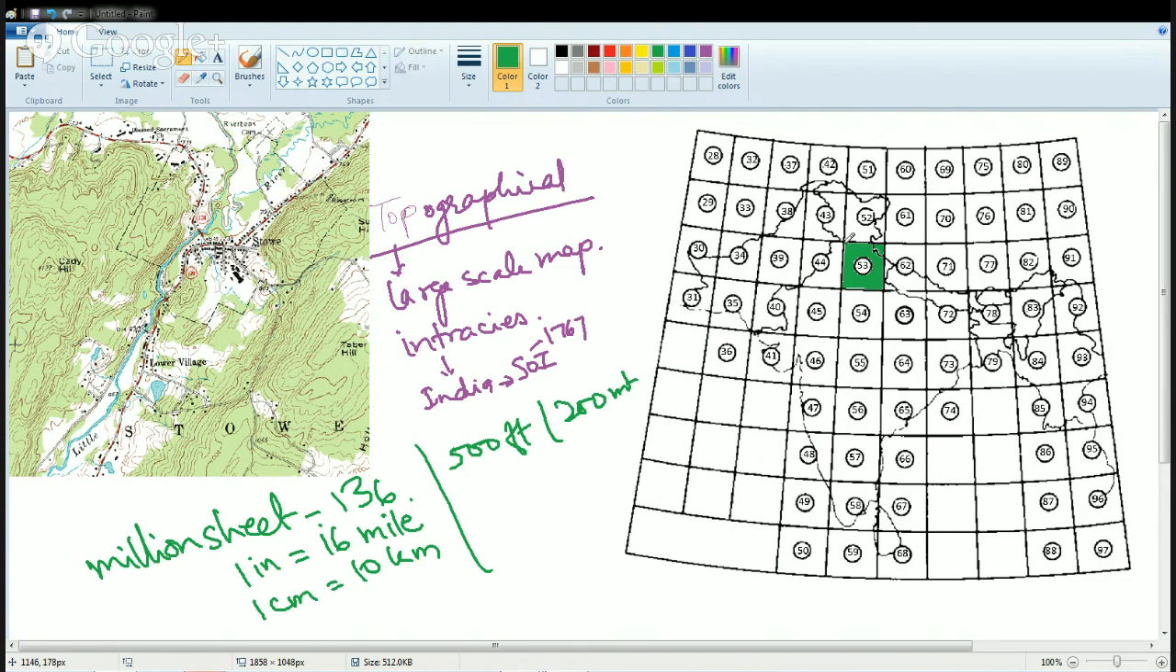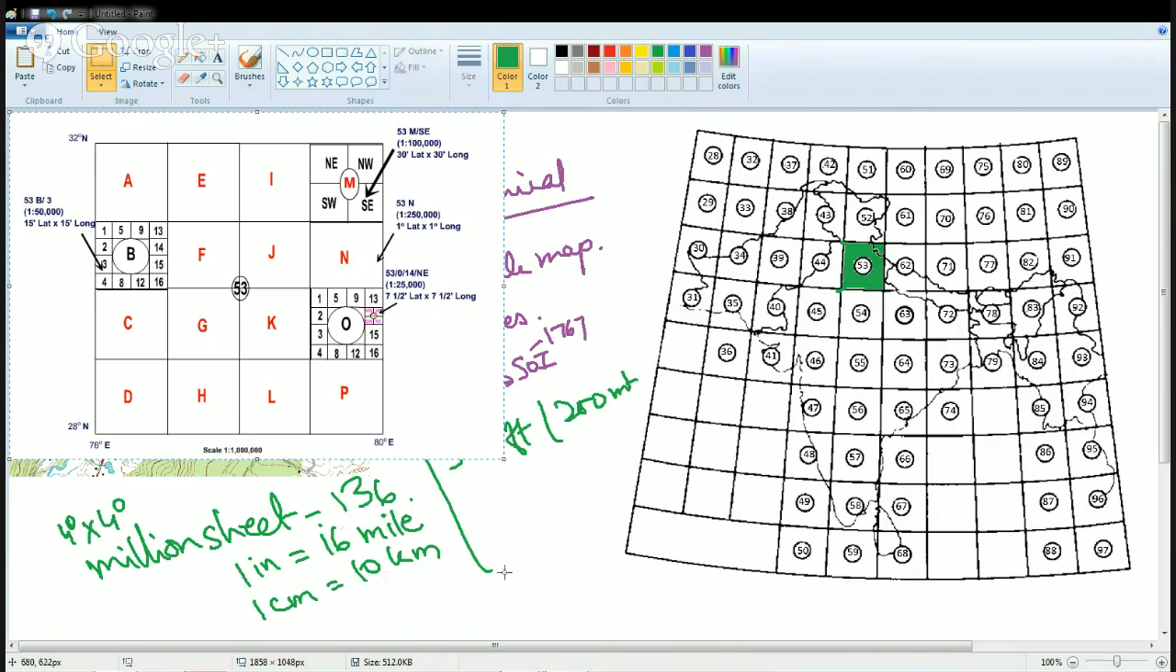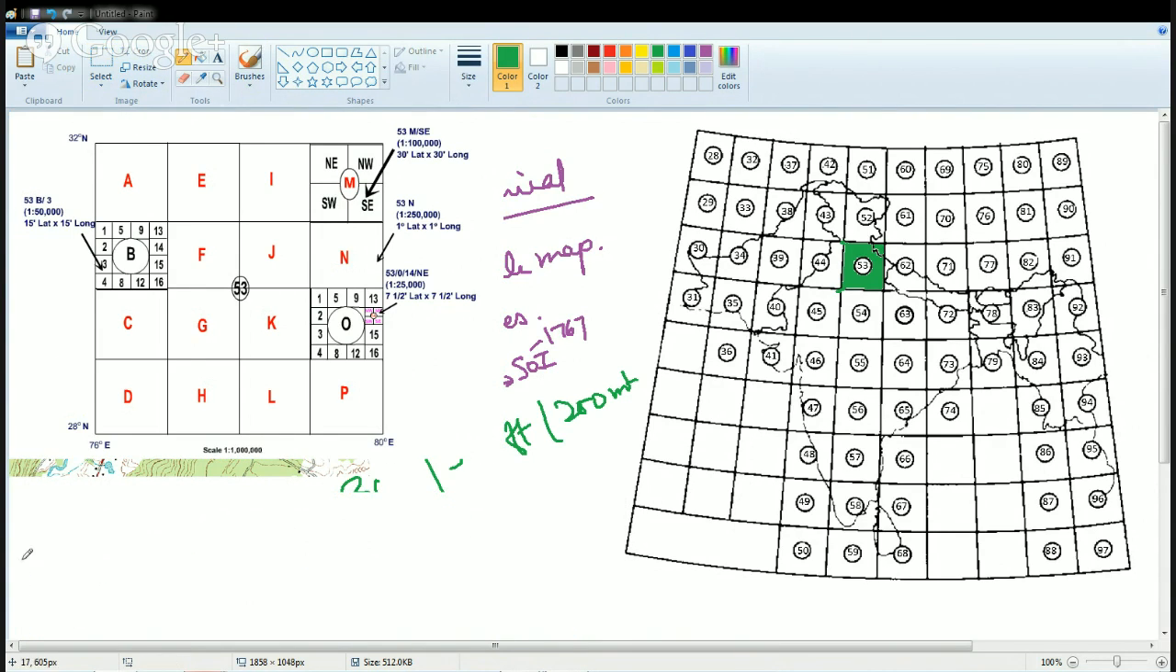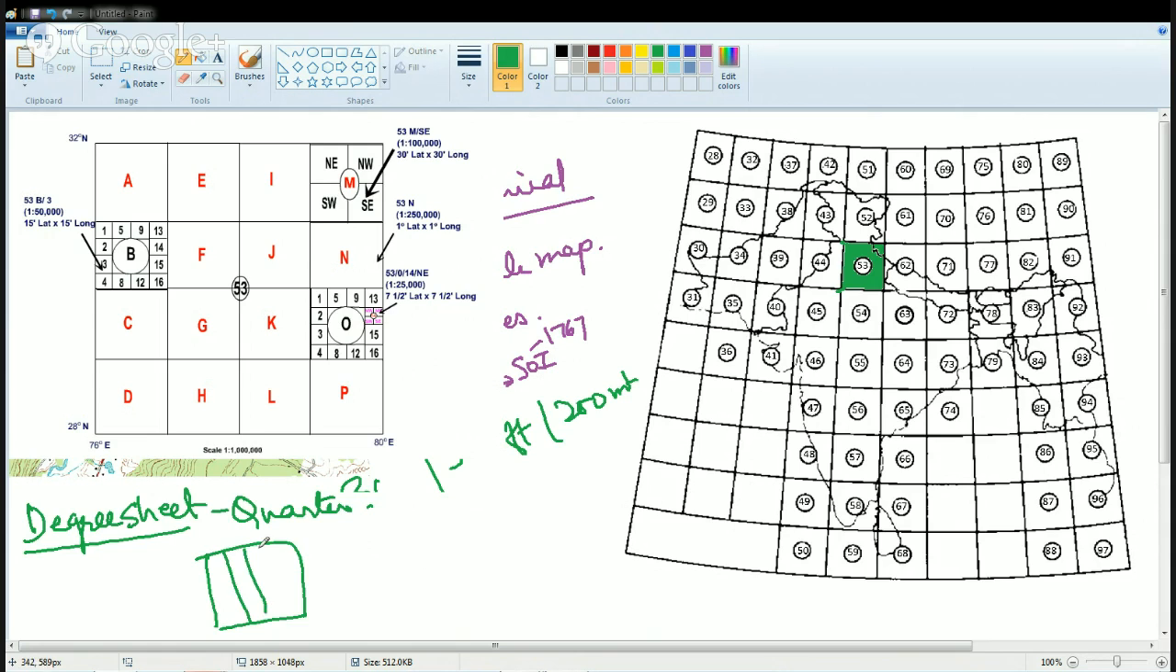Before that, we must know that each million sheet is 4 degrees latitude by 4 degrees longitude. Now this is the complete sheet number 53. We'll try to understand the further subparts of the sheet. The next component here would be the degree sheet. Now what is a degree sheet? A degree sheet is also known as a quarter sheet. What I can do is divide this 4 by 4 sheet into 16 parts.